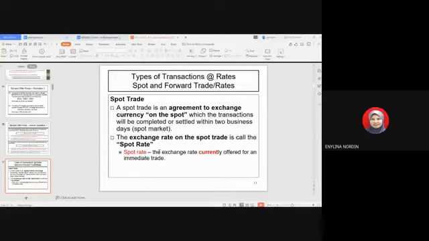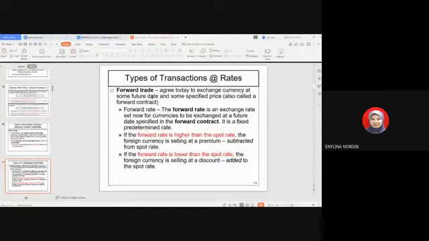So spot rate is the current rate, current exchange rate. The next one, you go to another type of rate, which is the forward rate. So forward rate is actually available or will be used in the forward trade. So what is forward trade? Forward trade is the transaction which you agree today to exchange the currency at some future date and some specified price. That is also called a forward contract.